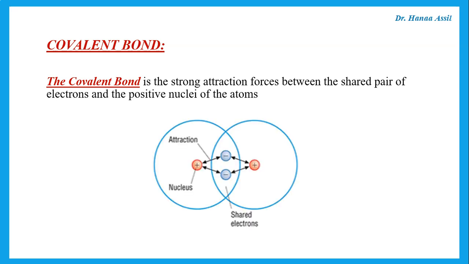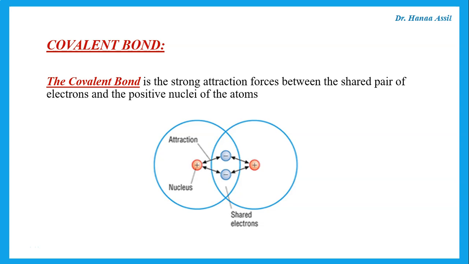What's a covalent bond? Well, covalent bond, remember, is sharing of a pair of electrons between nonmetals. So you can say that the covalent bond is sharing of electrons, a pair of electrons between two nonmetals.